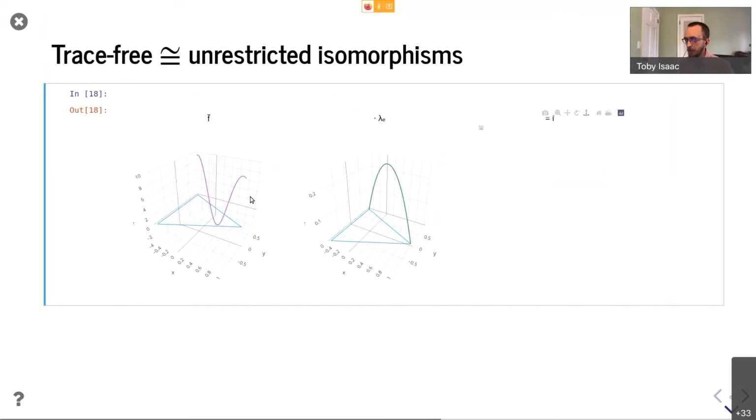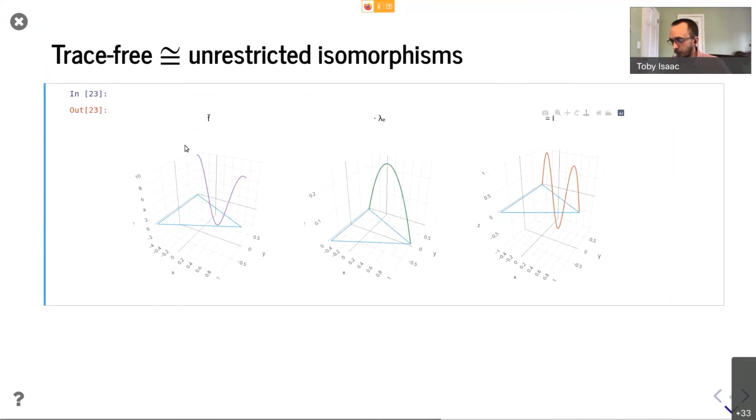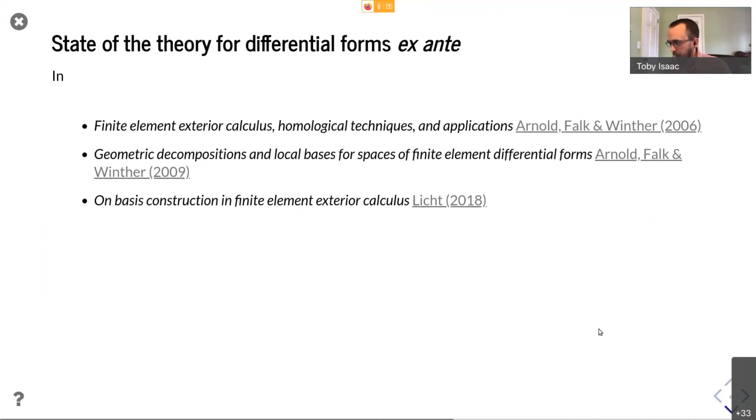Okay, so let's talk about that trace-free unrestricted isomorphism. Again, the scalar case was unrestricted times bubble is equal to trace-free. And we want to come up with something similar for HDiv and HCurl. So I'm going to describe the way that these isomorphisms were presented in the literature, both originally by Arnold, Falk, and Winther, and in follow-ups by Martin Licht in 2018.